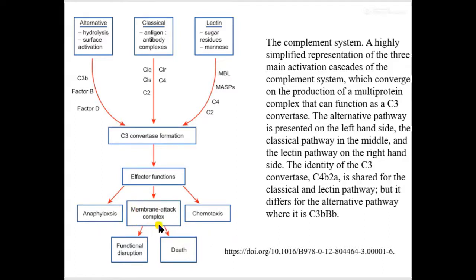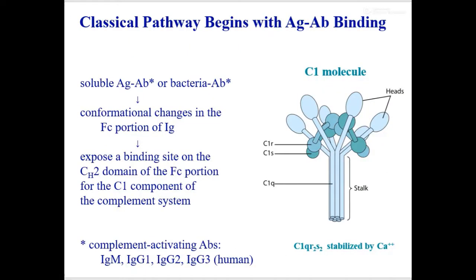Then a membrane attack complex will be formed in some cases, and in some cases, like in inflammation, we have the chemotaxis which is carried out. And once a membrane attack complex is formed, you can either have functional disruption or the death of the cells. So let's move on to the different pathways. Now, the first pathway is called the classical pathway.